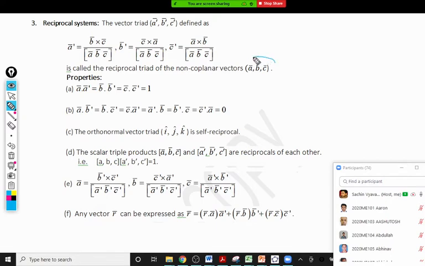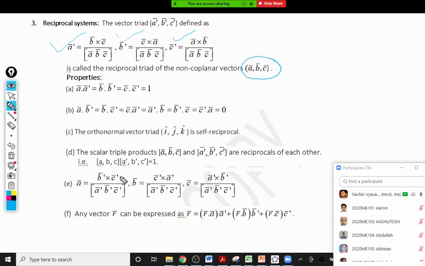So, the definition of the reciprocal system again: given three non-coplanar vectors, we can define A dash, B dash and C dash by this formula, and we get a triad there. That triad is mutually perpendicular vectors, and these are the properties of the reciprocal system. Out of that, two or three properties were already asked before 2016. Before 2016 there was always one question on the reciprocal system. In the last three years I think no question has come, but still we are going to prove these properties now.